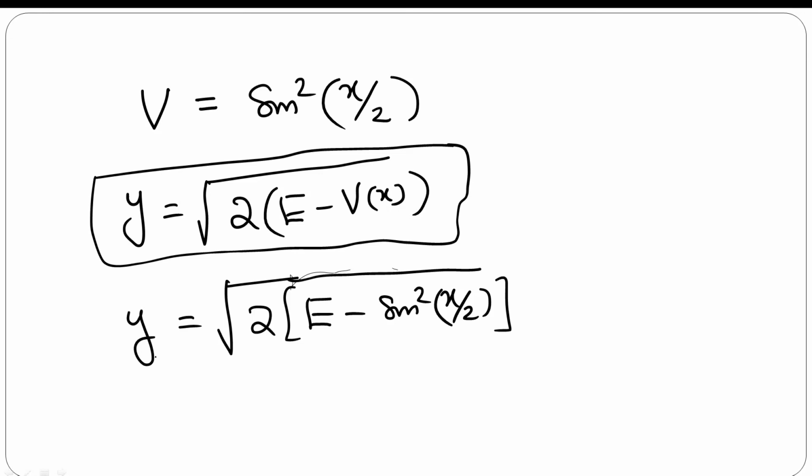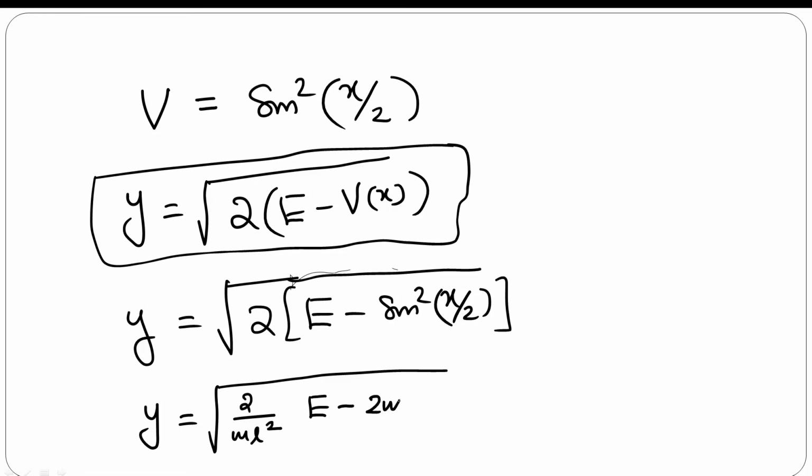In the case of the simple pendulum, you have this relation y equal to root of 2 into E minus sin square x by 2. For the sake of simplicity, I have taken all other constants as 1. Now if you add the constants, you would get the relation like this: root of 2 divided by ml square into E minus 2 mgl sin square x by 2. If we keep the constants, it will be like this.